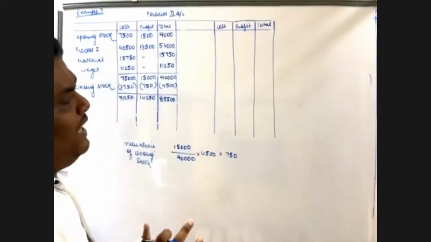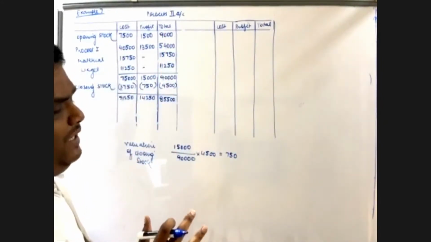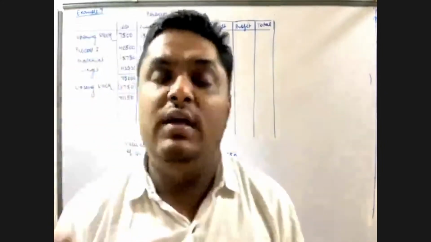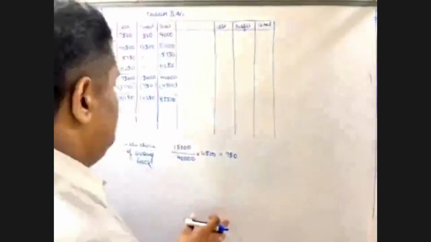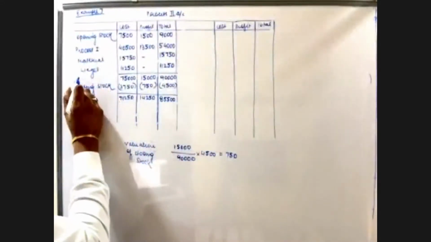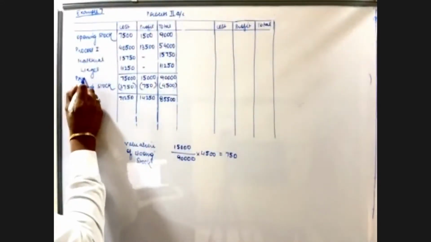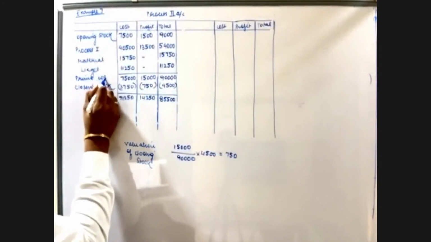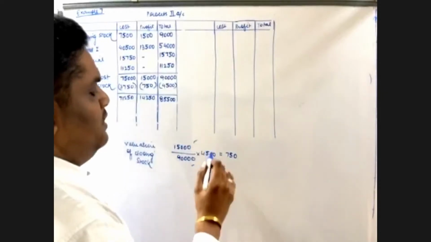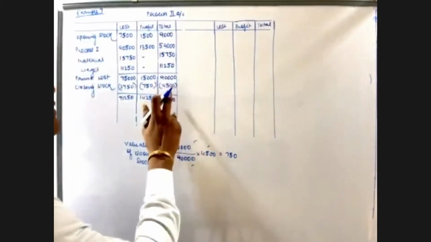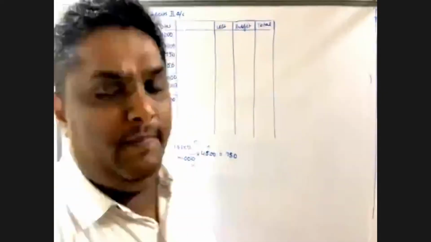Now, when talking about the valuation of closing stock, it is given in the question that closing stock is to be valued at prime cost. So herein, this is my prime cost. So 15,000 is the profit on 90,000. So how much will be the profit on 4,500? 750.